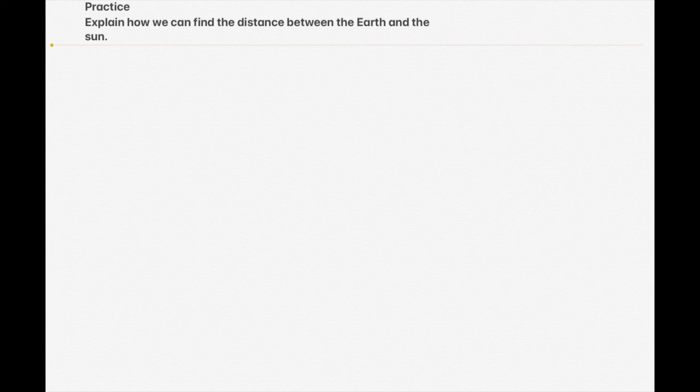This practice explains how we can find the distance between the Earth and the Sun. This means, how can we determine the astronomical unit, 1 AU? This is a question. You might think that we can use a parallax method.